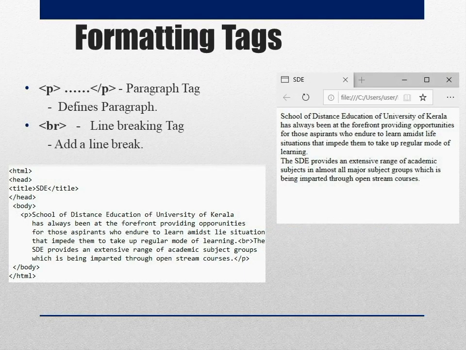Formatting tags. For starting a new paragraph, we are using the p tag. A paragraph can be created by enclosing text within an opening paragraph tag and a closing paragraph tag. Then the br tag. It is called a line breaking tag, and the purpose of this tag is to wrap the text into a new line. This tag is an empty tag, which means it has no closing tag. In this example, I separated a paragraph into two by using the line breaking tag.